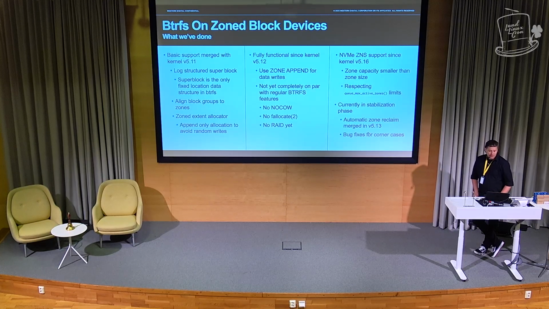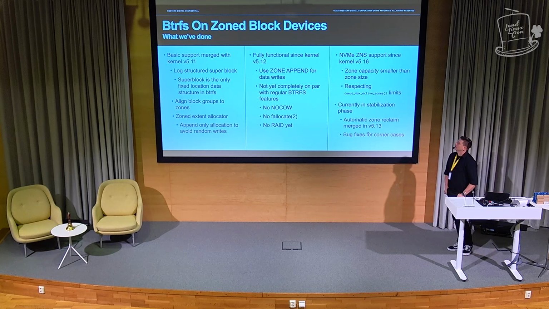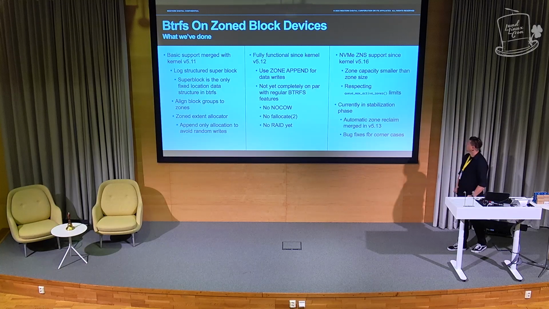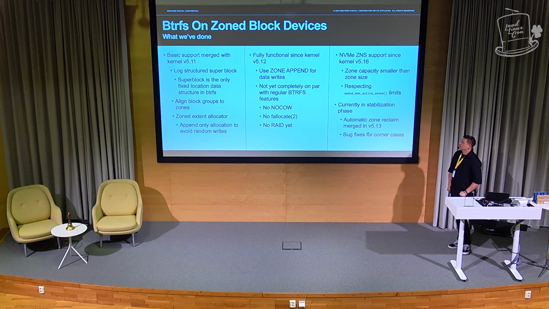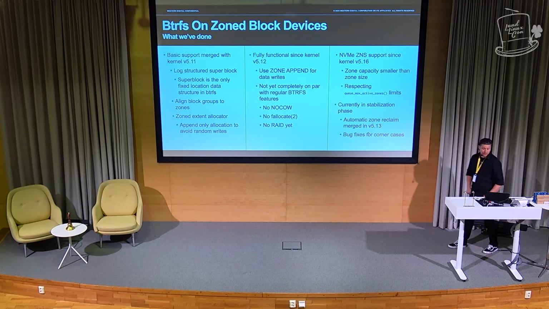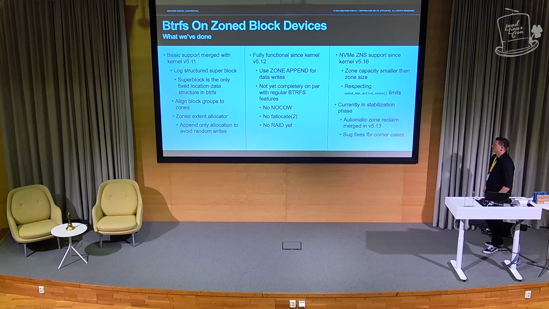In 5.16, ZNS support was added because the ZNS spec wasn't finalized yet when we submitted for 5.11 and 5.12. There are some caveats with ZNS because the zone capacity can be smaller than the zone size in ZNS, so we had to take care of that. And we have to respect some more limits from SSDs than we have for HDDs, so HDDs are way more forgiving.